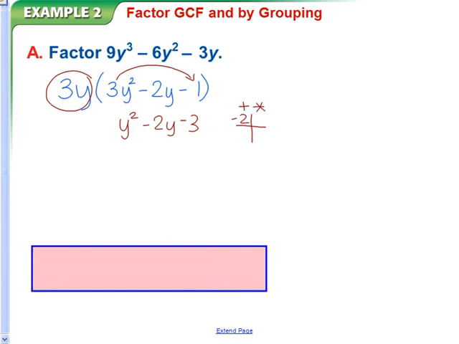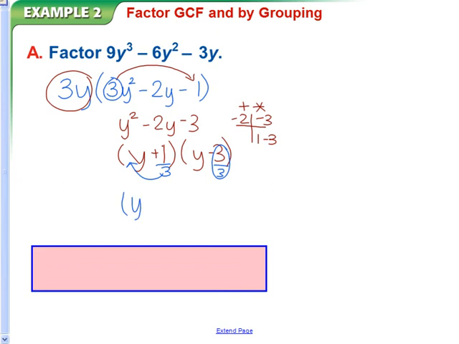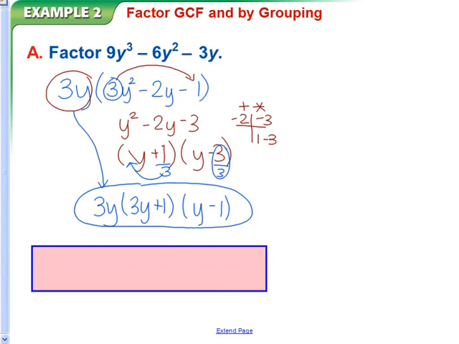So we add to negative 2 times negative 3. That would be 1 times 3, and the 3 needs to be negative. So y plus 1 and y minus 3. But now we have to go back and divide by that 3. This denominator comes up, and that will reduce to 1. So we've got, oh, I did that wrong, 3y plus 1 and y minus 1. And we need to just bring this down in front as 3y, and that is factored form.